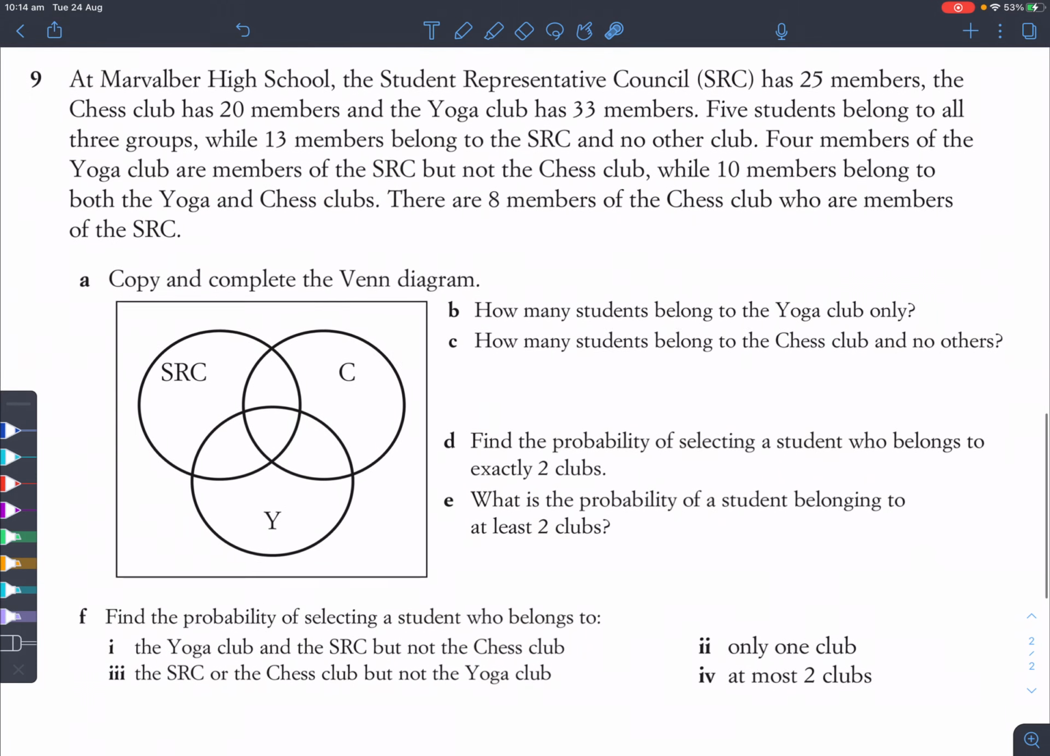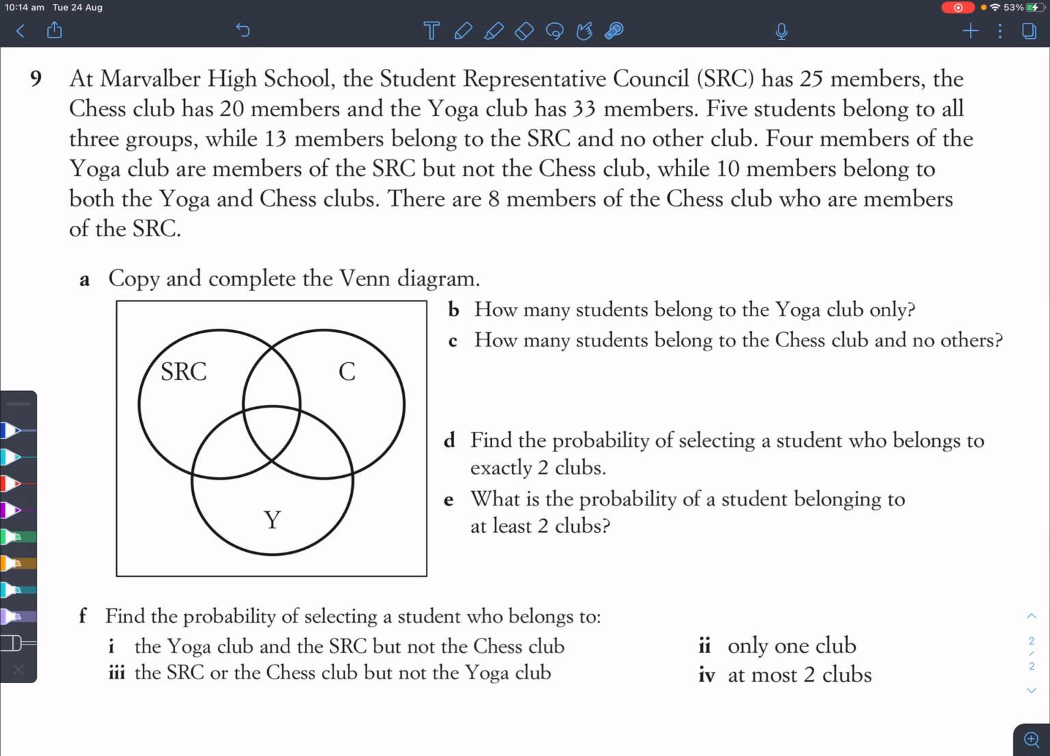So question 9 is a little harder. At Mavalba High School, the Student Representative Council, SRC, has 25 members, the chess club has 20 members, and the yoga club has 33 members. 5 students belong to all 3 groups, while 13 members belong to the SRC and no other club. 4 members of the yoga club are members of the SRC, but not the chess club. While 10 members belong to both the yoga and chess clubs, there are 8 members of the chess club who are members of the SRC.